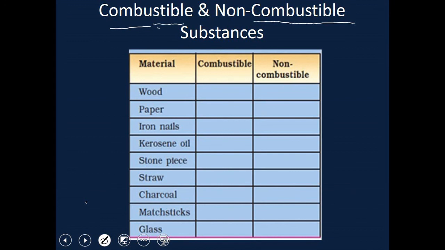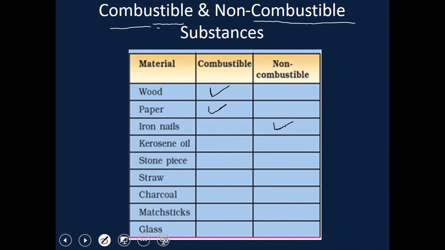First example here is wood. Wood is a combustible substance because it burns, it undergoes combustion. Then paper. You know that paper also burns easily, so paper is also a combustible substance. What about iron nails? Iron nails are non-combustible substances. They don't undergo combustion.